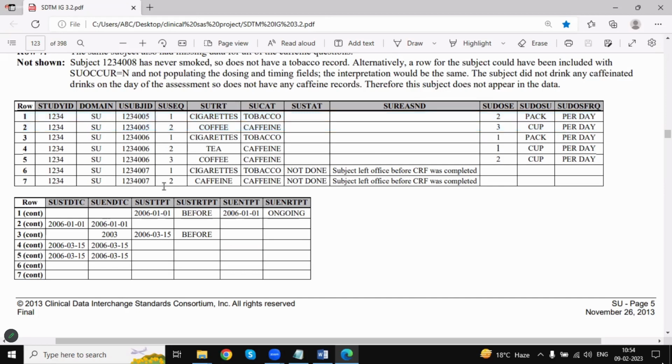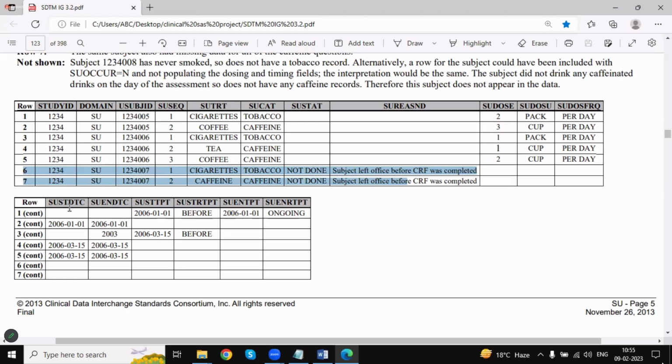See, for example, for subject 007, status is not done because we have not collected any details. How much dose unit, frequency, these details are not collected. Status is mentioned as not done, and the reason for not done: maybe the subject left the office before the CRF was completed.